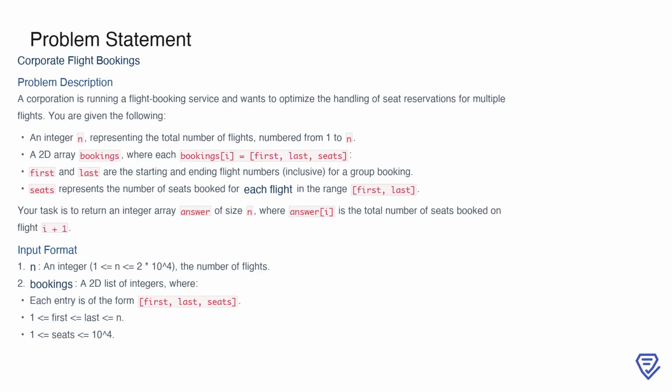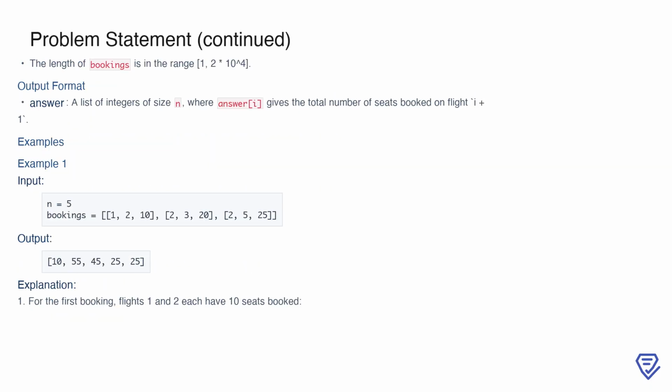Our task is to calculate the total number of seats booked for each flight and return the results in an array called answer, where the value at index i corresponds to the total seats booked for flight i plus 1. The input constraints further explain the size and structure of the input.